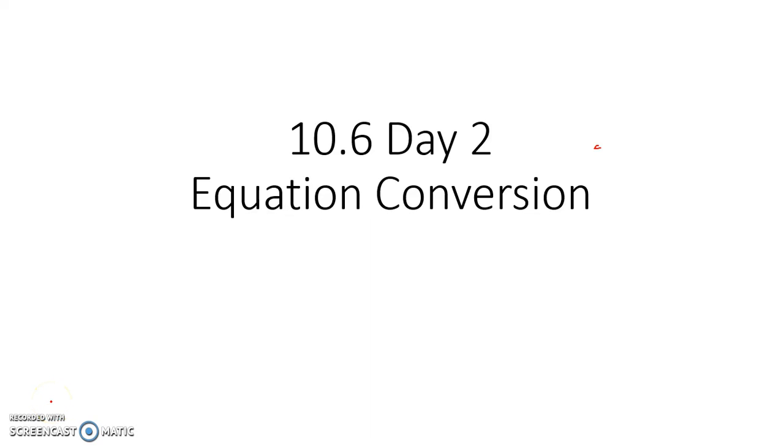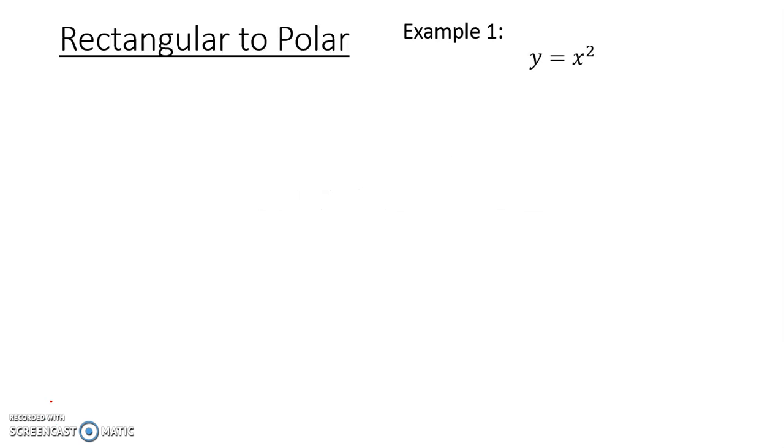So for the second part of 10.6, we are still looking at our rectangular and polar coordinates, but now we're actually looking at equations and converting them. So we're going to start by going from rectangular to polar. We're not actually using anything new here. We're going to use the stuff from earlier in 10.6, where x equals r times cosine of theta, and y equals r times sine of theta.